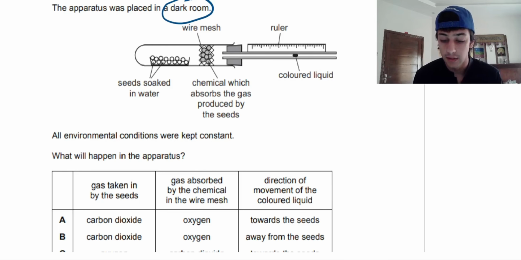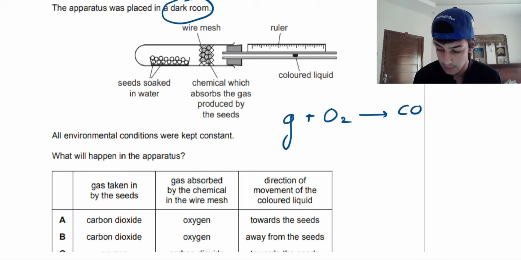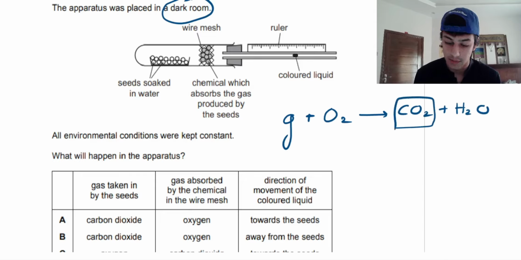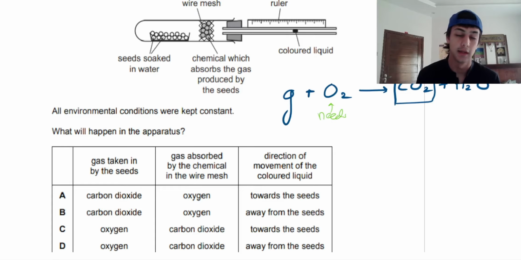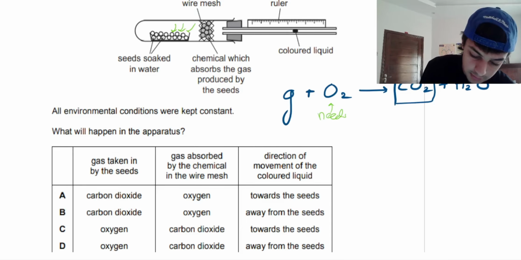In aerobic respiration, we have glucose plus oxygen, which forms carbon dioxide plus water. Okay, and we can see that this carbon dioxide is going to get trapped by the chemical over here. So that's about it. Now what will happen? Since aerobic respiration needs oxygen, it's going to take oxygen from the tube itself.